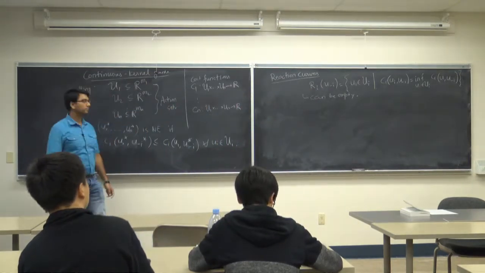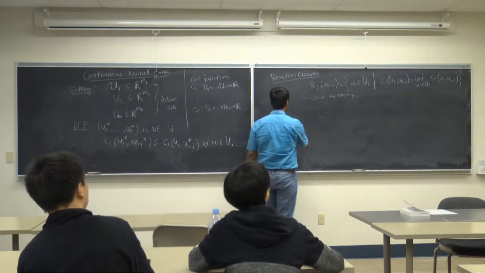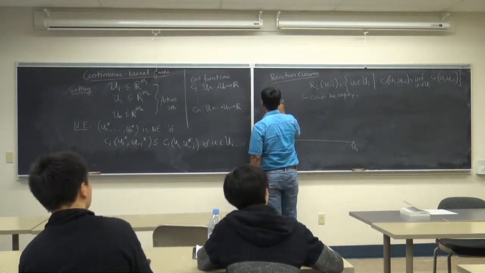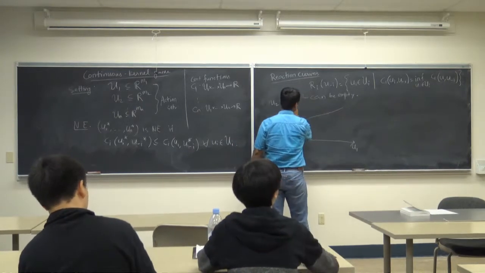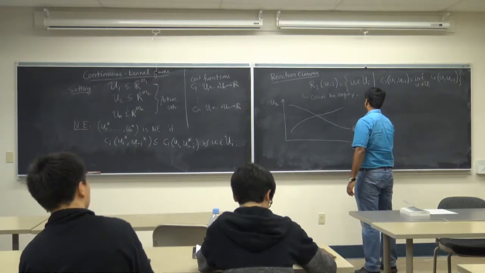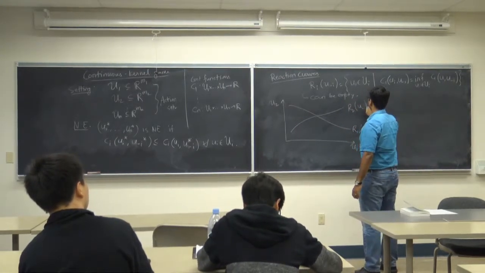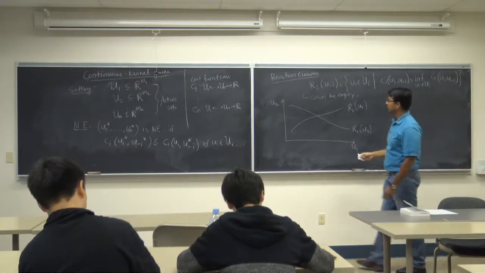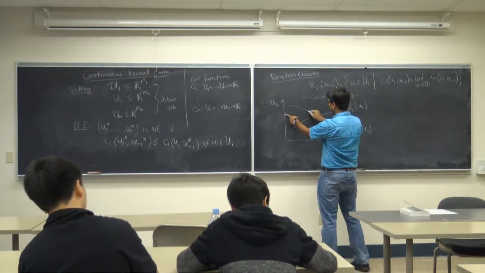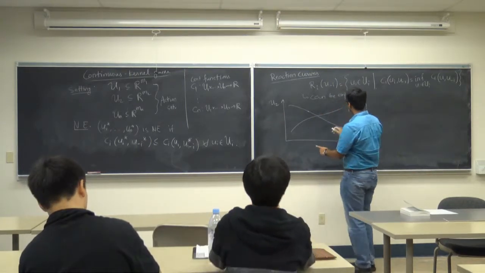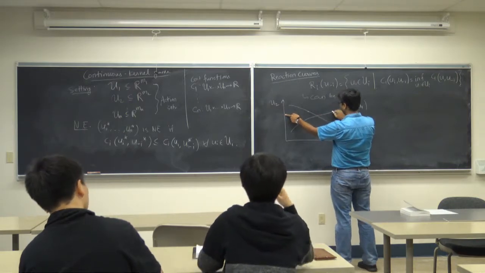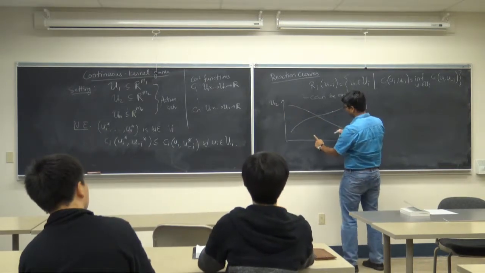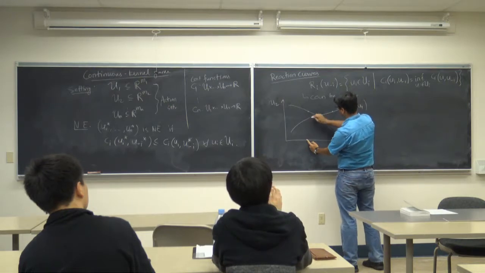Okay, so this is known as a reaction curve, and this is how it would look. Let's say this is my U1 space, this is my U2 space, and I draw two reaction curves. This is my R1 of U2, this is my R2 of U1. If I pick some U2 here, this is my best response, U1. If I pick a U2 here, then this is my best response. This is R2, right? So this is my best response for player 1. And if I pick U1, then this would be my best response for player 2.